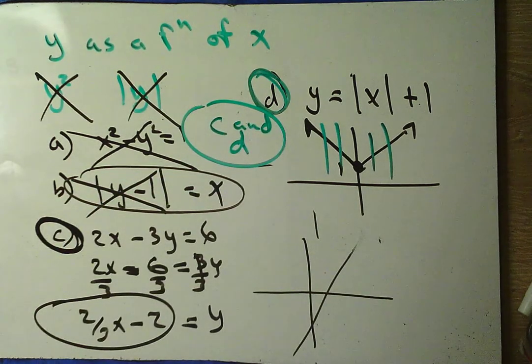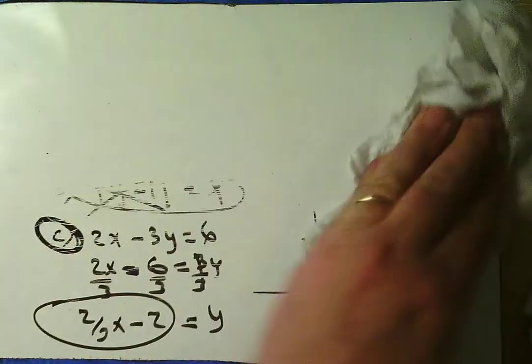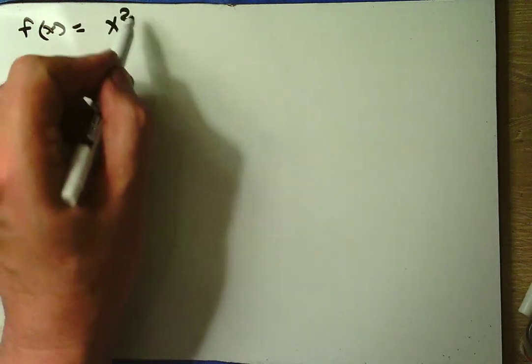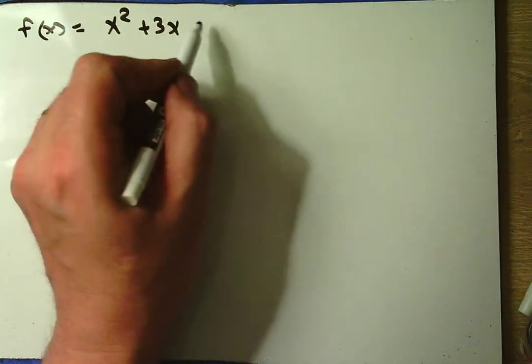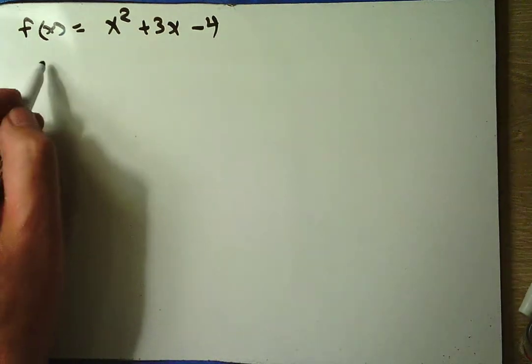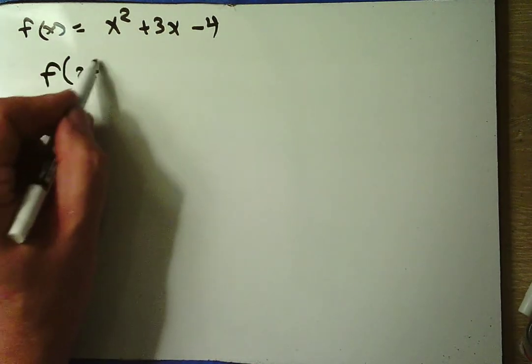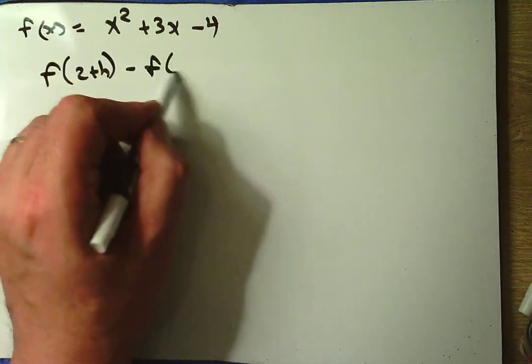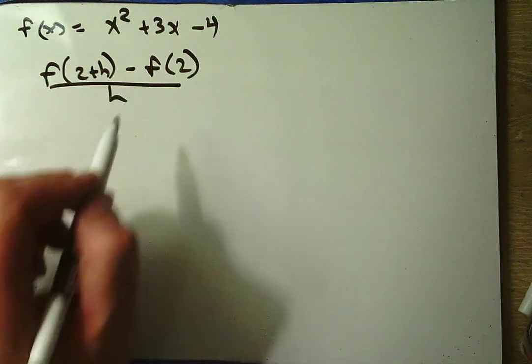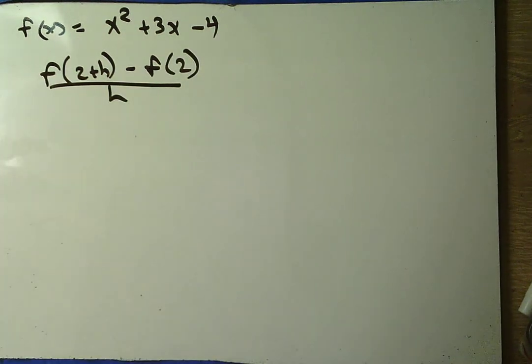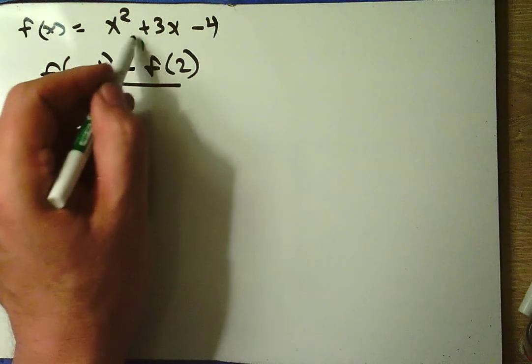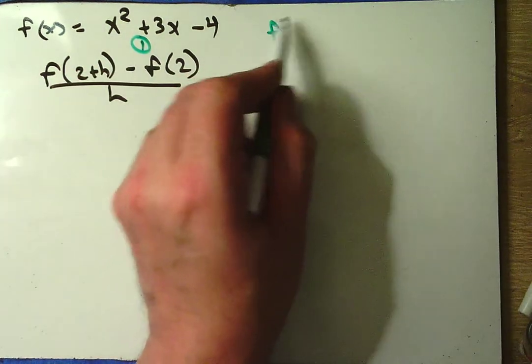Okay? Now, number 5 is another difference quotient problem. Let's take a look at the difference quotient. We're given f of x equals x squared plus 3x minus 4, and the difference quotient, f of 2 plus h minus f of 2 all over h. Well, we remember from the other side that this is a 4-step process. The first step is to find f of 2.